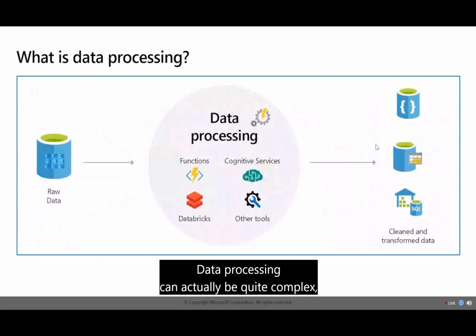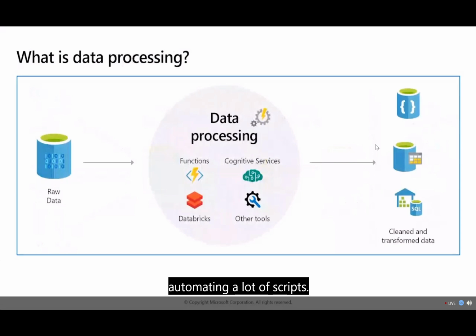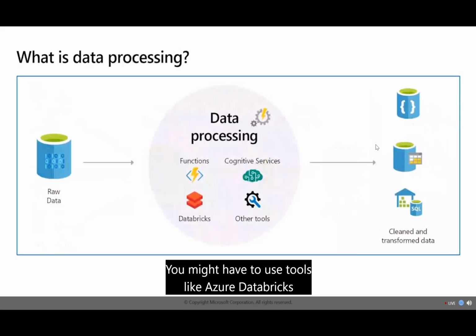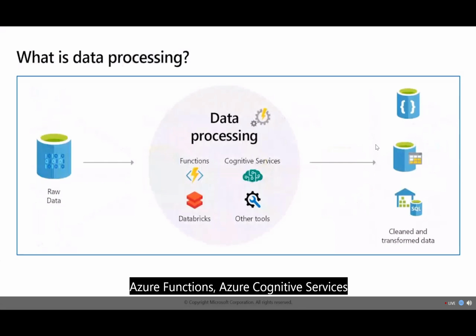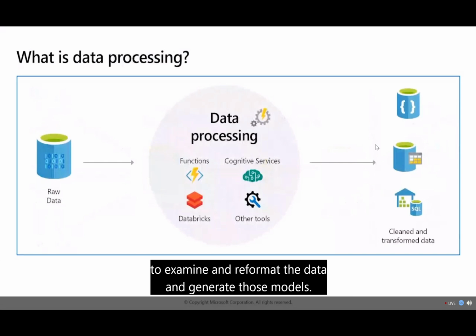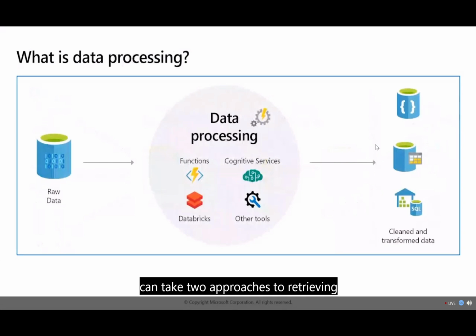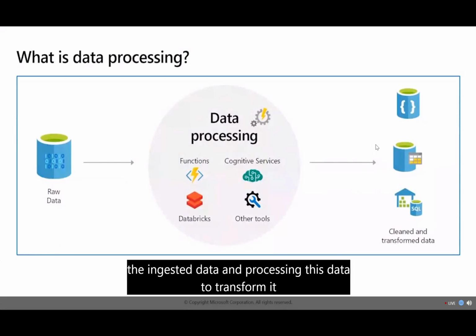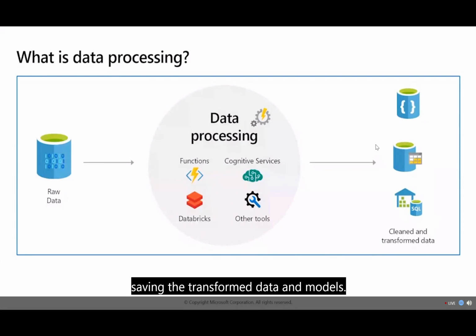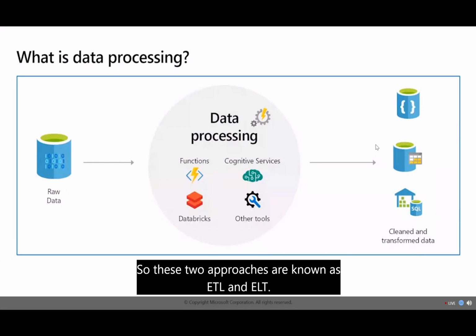Data processing can actually be quite complex. So it might involve automating a lot of scripts. You might have to use tools like Azure Databricks, Azure Functions, and Azure Cognitive Services to examine and reformat the data and generate those models. So a data analyst could then use machine learning to help determine future trends based on the models that have been created from the data. Now, the data processing mechanism can take two approaches to retrieving the ingested data, processing this data to transform it into one of these business models, and then saving the transformed data and models. So these two approaches are known as ETL and ELT.